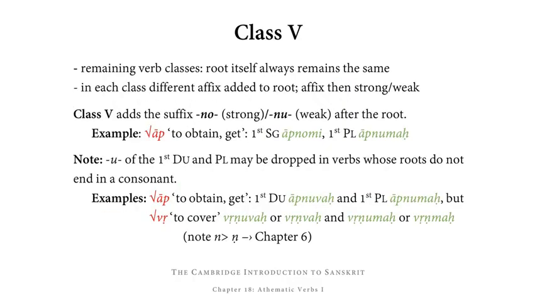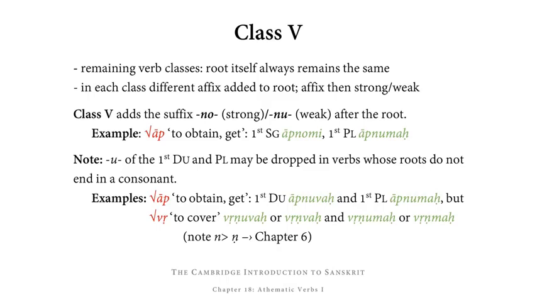If you found all these new details a little overwhelming, A, you're right, and B, you're in good company, because most people, when they're first faced with reduplication, react that way. But don't worry, it is only going to get easier from now. The remaining verb classes always have the root in the same form, and in each class a different affix is added to the root, and it's the affix that then is strong or weak. Class 5 verbs, which are up next, add the suffix no in the strong forms and nu in the weak forms, and they add that after the root.